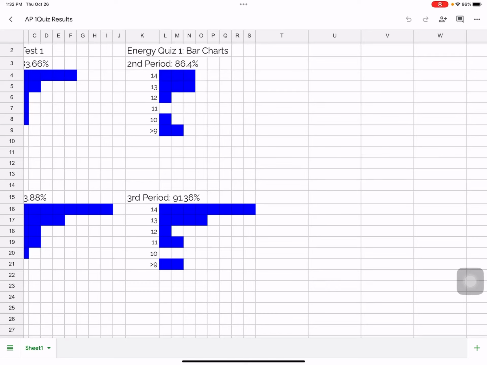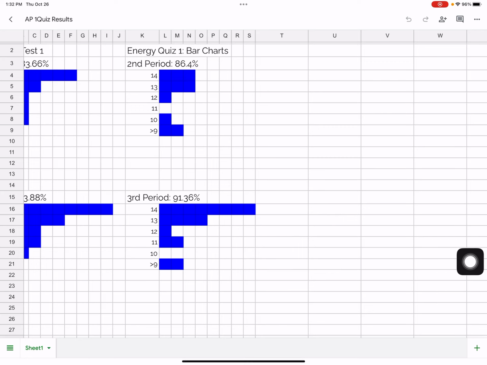All right, so here is a review of the energy bar charts. I just wanted you to see how people did. So we got excellent scoring. This is second period, average is 86.4. And then third period, tons and tons of perfect scores. We even had one person get a little bit of extra credit, and the average was 91.36.